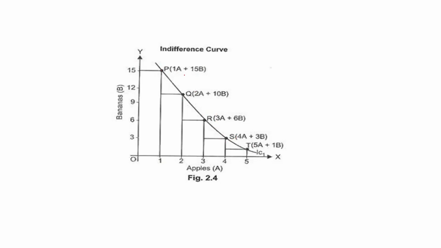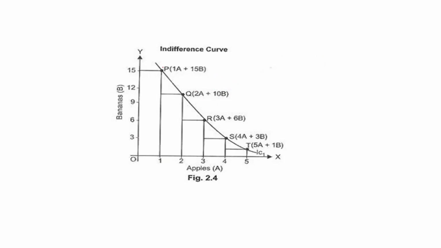So the consumer can take any kind of combination. He can select P, Q, R, S or T. Any combination he can accept. Why? Because each of these combinations is yielding him equal satisfaction, so he should be completely indifferent towards what he chooses from the given combinations. If we choose Q, it's not going to make any difference in total satisfaction.